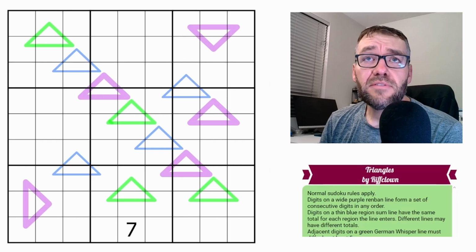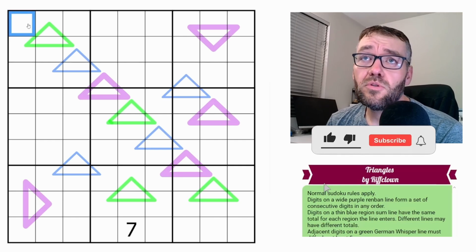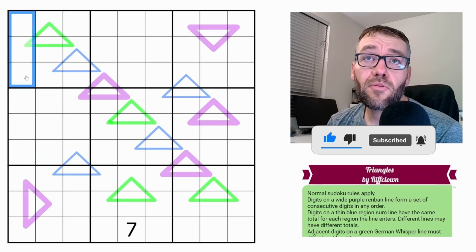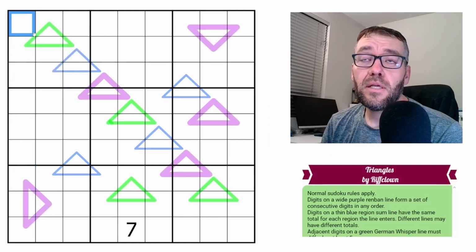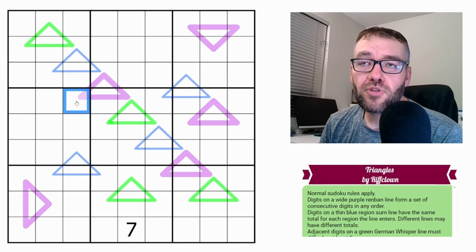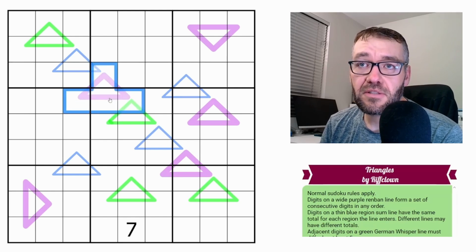So in this puzzle we have standard 9x9 Sudoku rules where you have to place the numbers 1 through 9 in every row, column, and 3x3 box. In addition, we have these triangles in here. The purple triangles are Renban lines where you have to create a consecutive set of digits along the line.